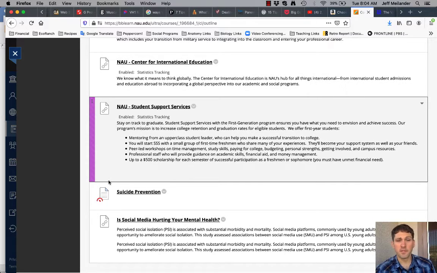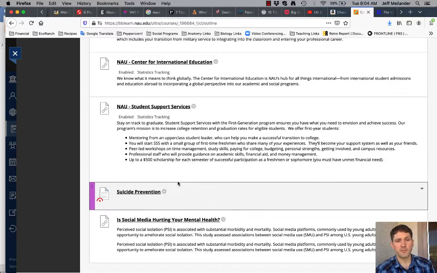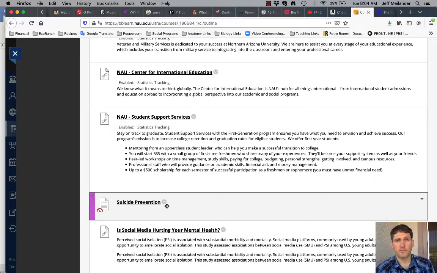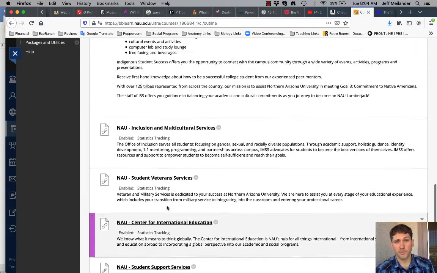Okay, and then at the bottom, hopefully this never has to happen to you, but this is a guide for student suicide prevention, what to do, and again, you're going to want to reference them to the campus health services.